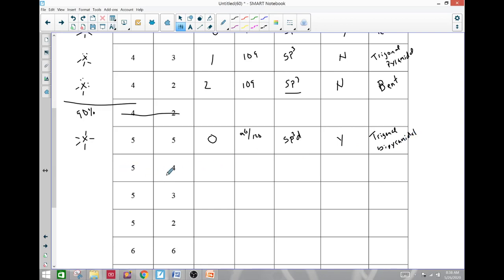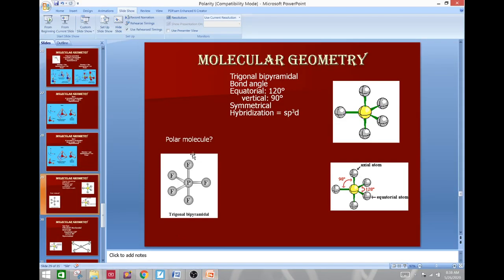All right, now we're starting to lose things. One unbonded, okay. This again, that's 90 and 120. Still the same SP3D. Symmetrical, no. Let's see what this looks like. All right, is this a polar molecule? No, because it's symmetrical. It's got a dipole moment of zero. All right, let's go to the next guy here.